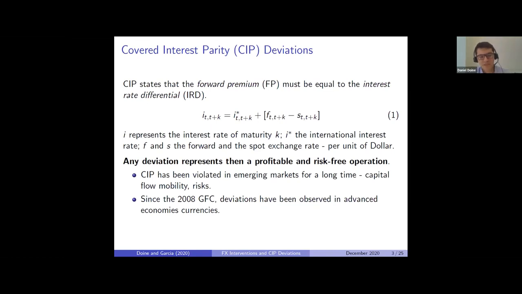So we see the CIP being violated in emerging markets for a long time. Okay, and this is mainly due to capital flow mobility, and we have risks. We have country risk, we have convertibility risk and this kind of stuff in emerging markets. On the other hand, in the G10 currencies, in the developed markets, this equation used to hold. But since the 2008 global financial crisis, we have observed some deviations on this parity as well.